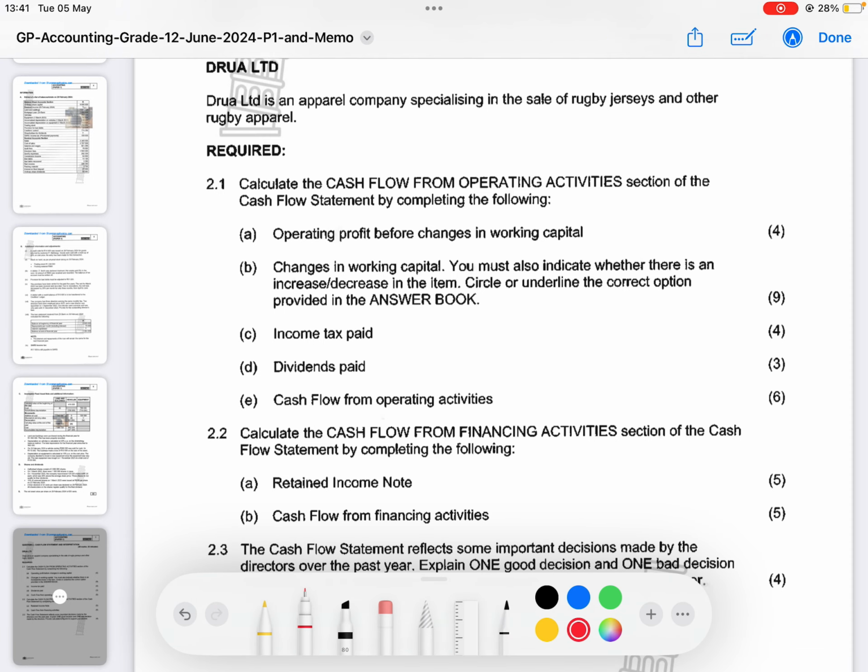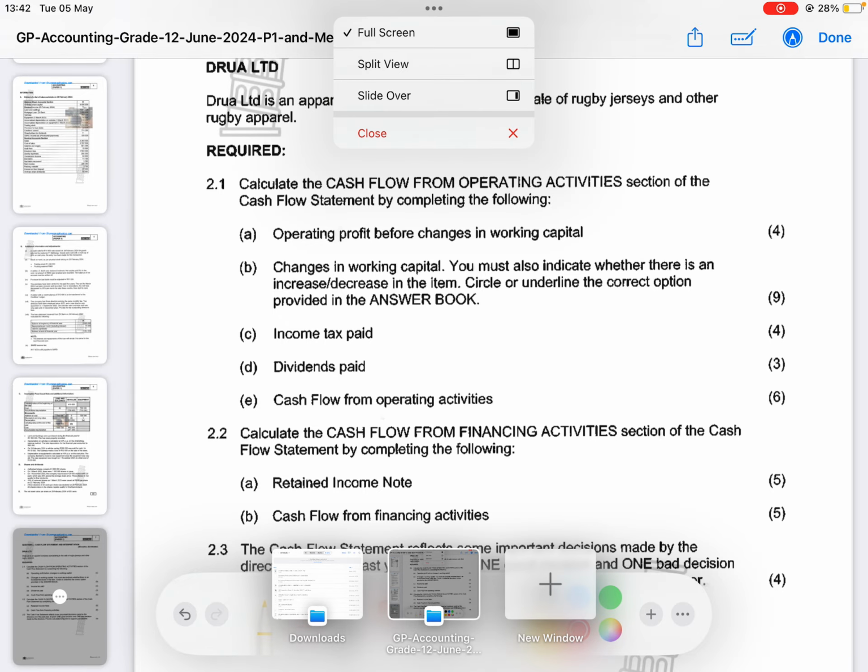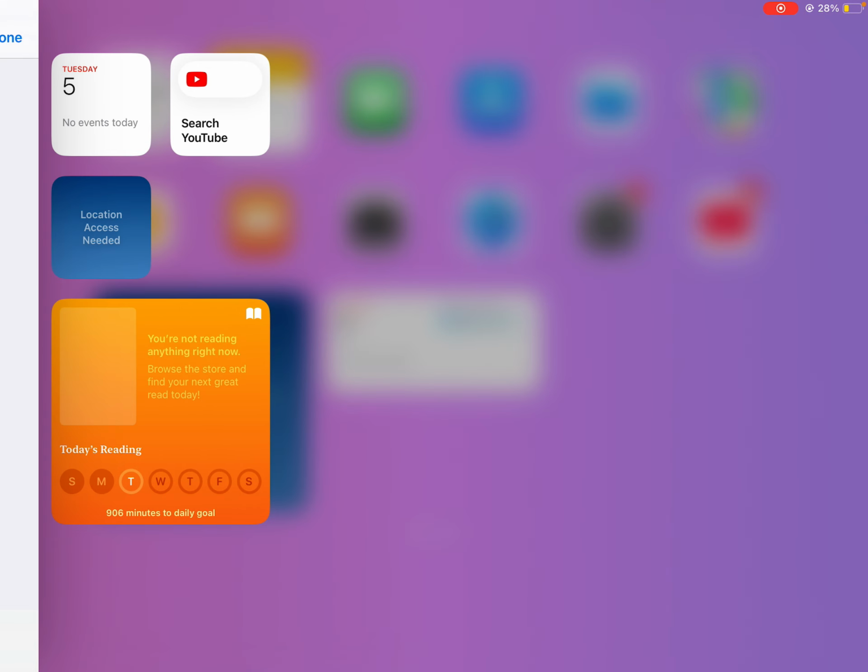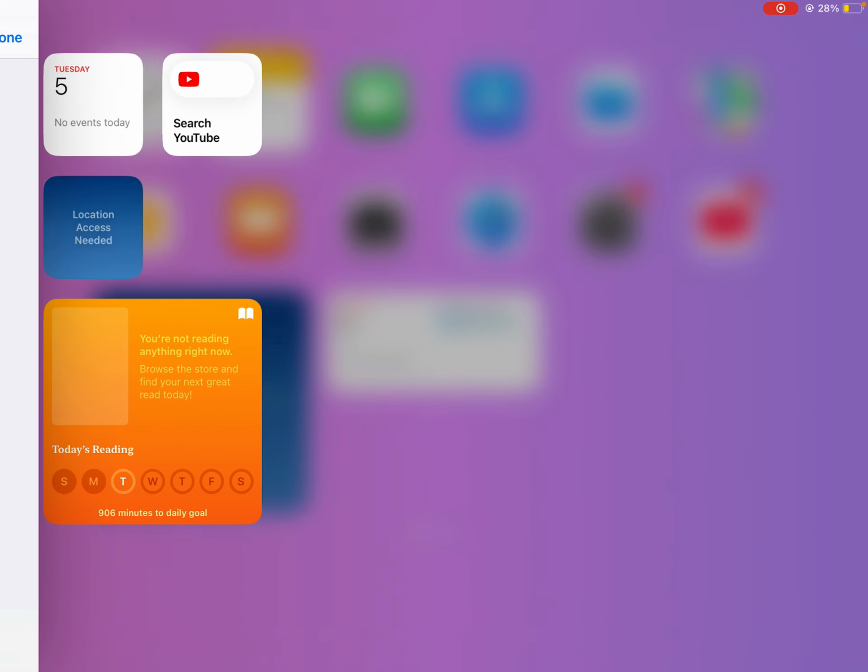Yes. So in question 2 here, they are saying that I have to calculate the cash flow from operating activities section. All this is the operating activities. They say calculate the operating profit before working capital changes. I'll split my screen. They say profit before working capital.